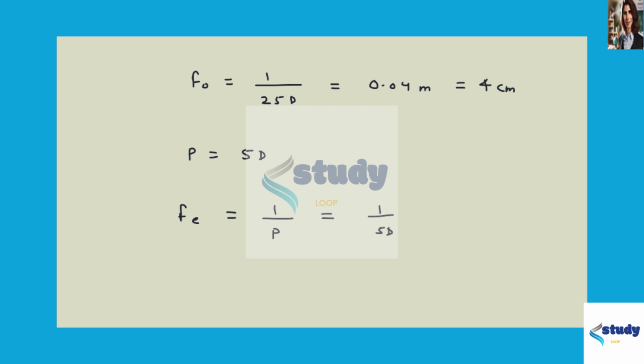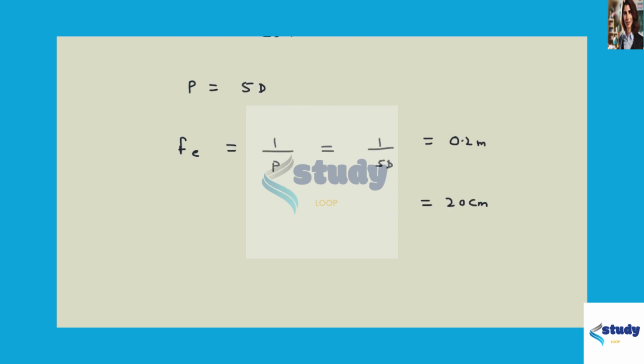In this problem, I can write the value of f naught is equal to 1 by 25D, which is equal to 0.04 meter, which is equal to 4 centimeter. Power of the eyepiece is equal to 5D. As we all know that focal length of eyepiece is equal to 1 by P, which is equal to 1 by 5D, which is equal to 0.2 meter, which is equal to 20 centimeter.